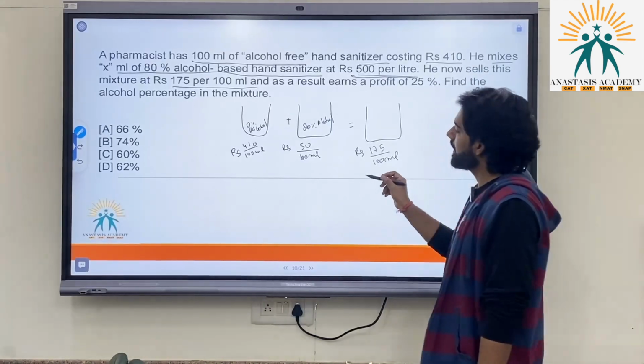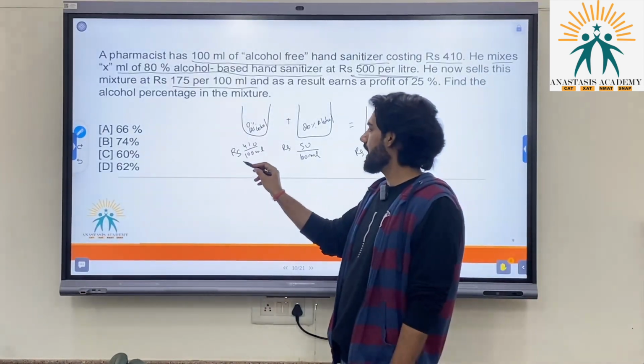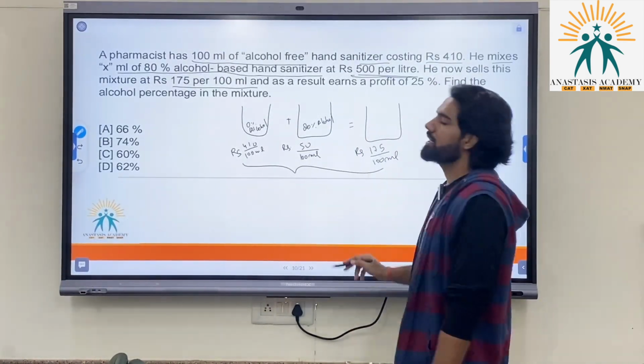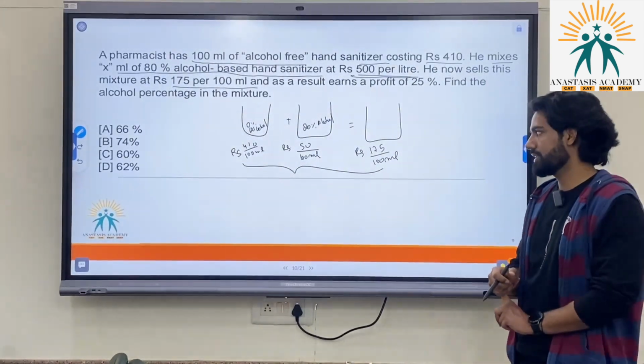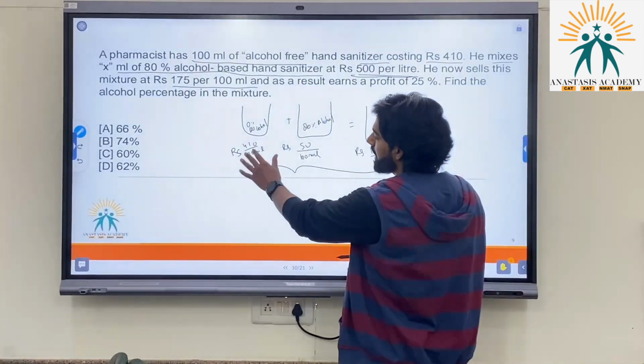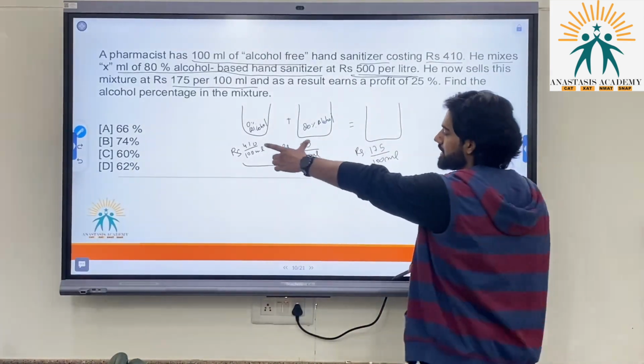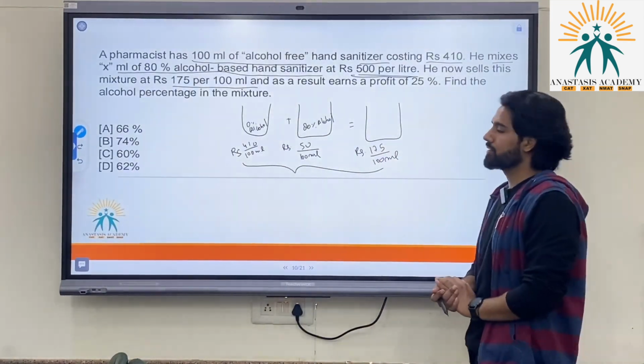Why am I calculating per 100 ml? Because I have to keep the quantity the same so that I can compare the cost price and selling prices. So I am taking the prices per 100 ml for these two solutions and this mixture also.